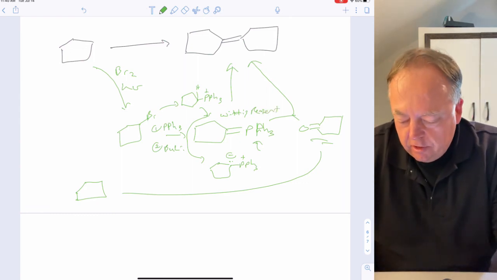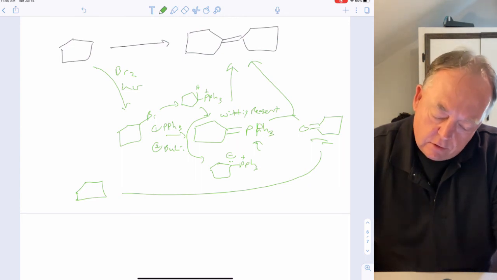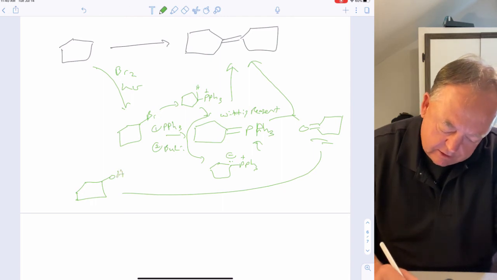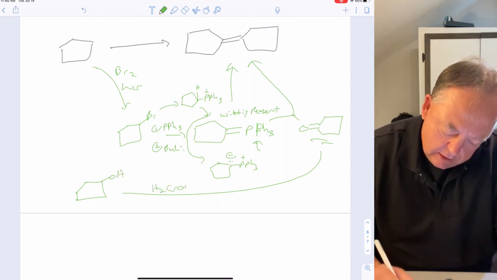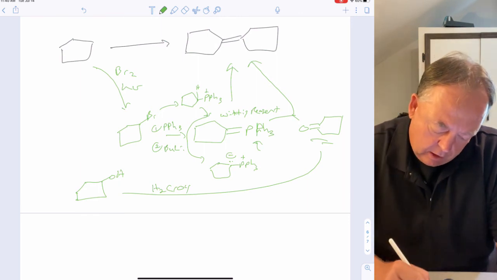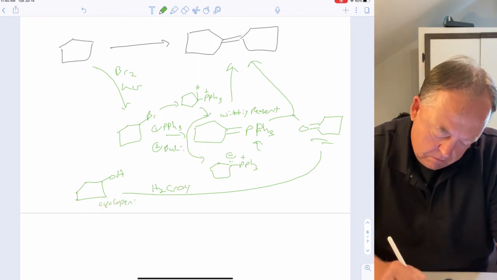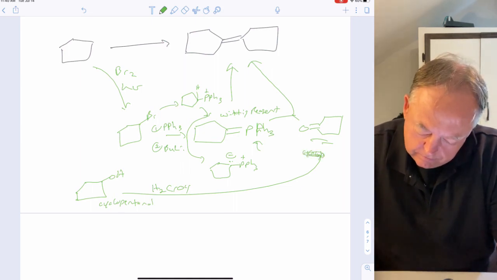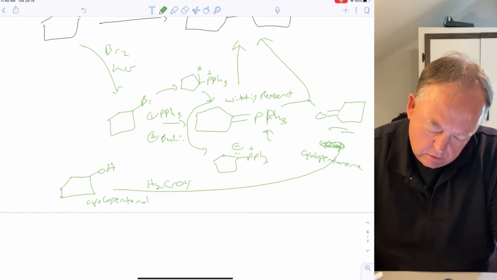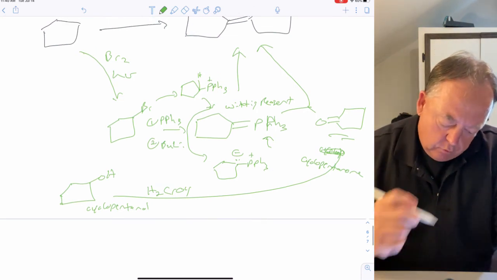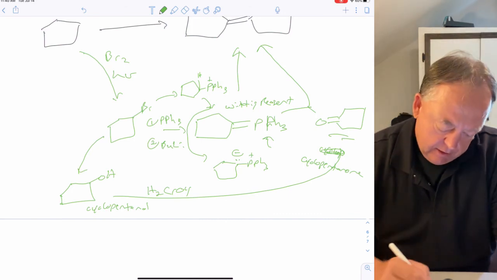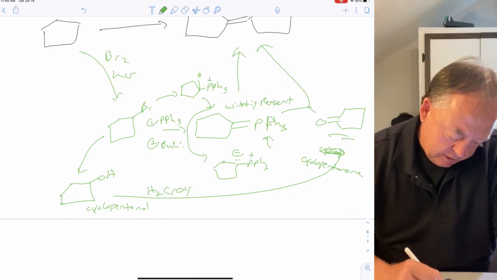Okay, now how do we make the other partner? How do we make the cyclohexanone or cyclopentanone? Well, if we had this alcohol, if we had cyclopentanol, we could oxidize it to make cyclopentanone. And so how could we have made cyclohexanol or cyclopentanol? We could have made it from bromocyclopentane, just like an SN1 or an SN2 reaction.